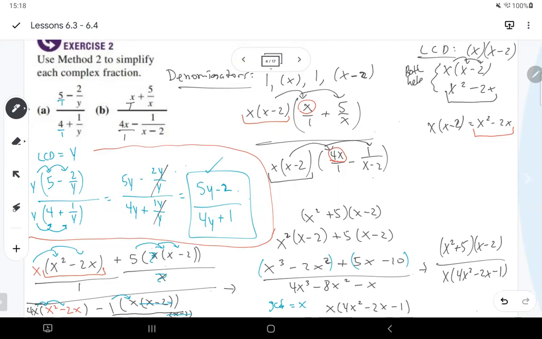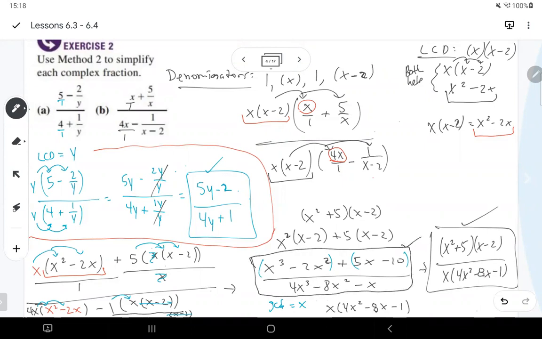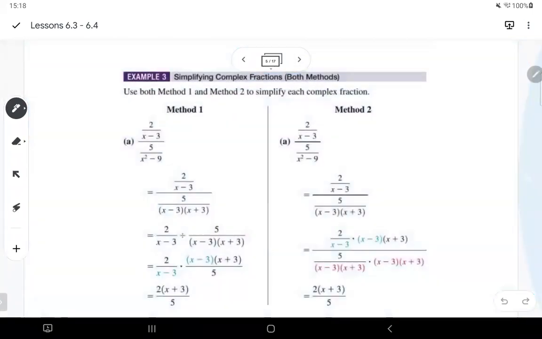So we get an overall answer of x squared plus 5, x minus 2 over x, 8x squared minus 2x minus 1. No, this is still an 8, we didn't pull out a 4. So you could write it like that, or you could leave it here. Either option is fine. Pearson should take both, and I will take both on your test.